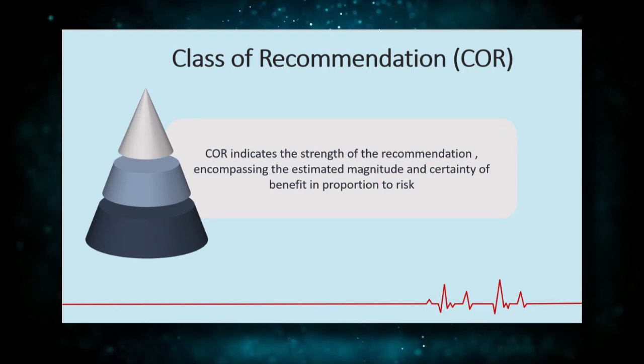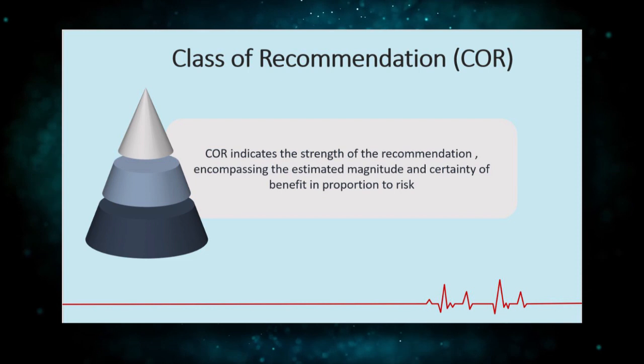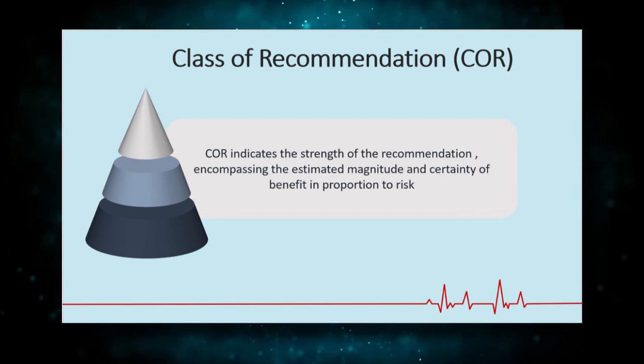To start with, it indicates the strength of the recommendation by estimating the magnitude and the certainty of the benefit in proportion to the risk. We'll go over the classes of recommendations. There are 5. We'll start with Class 1, where the benefit is 3 times higher than the risk. When writing recommendations for Class 1, we use phrases such as is recommended, is indicated or useful, or should be performed.